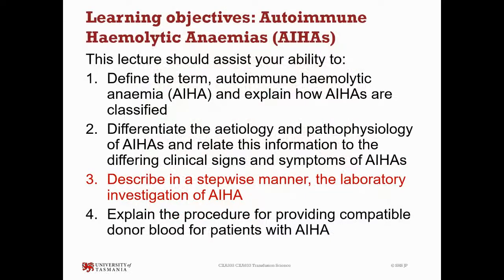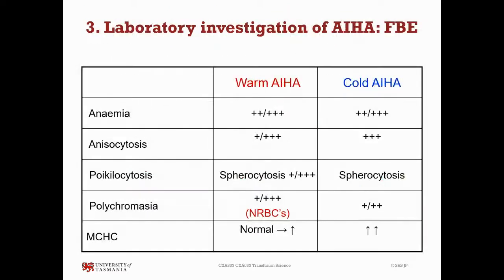All right, so now in just finishing up the lecture, we'll look at the laboratory investigation and also the procedure for providing compatible donor blood. So as we already know, when we have immune causes of hemolytic anemia, we can see these through the FBE, and you can see here we talked about, first of all, the anemia, which can be moderate to severe in both cases.